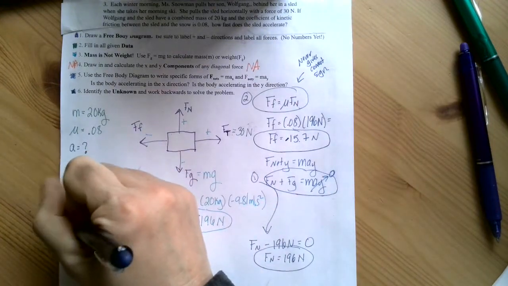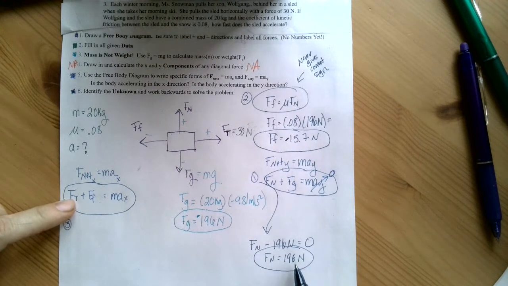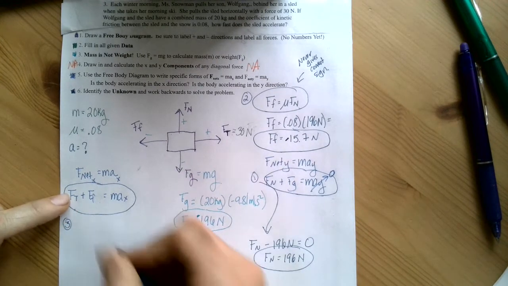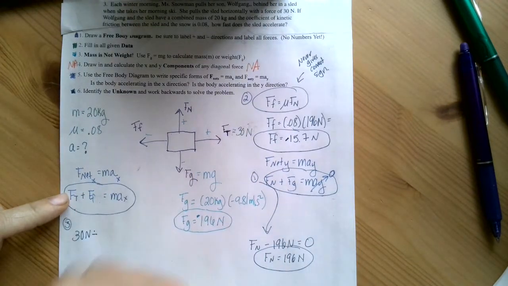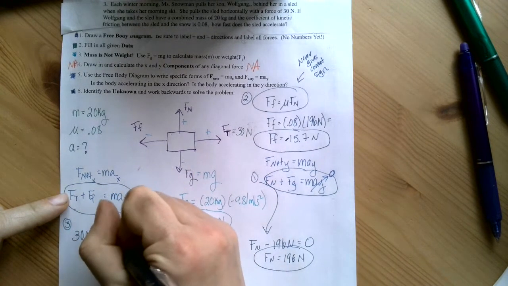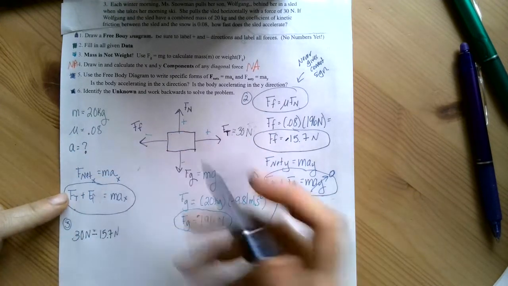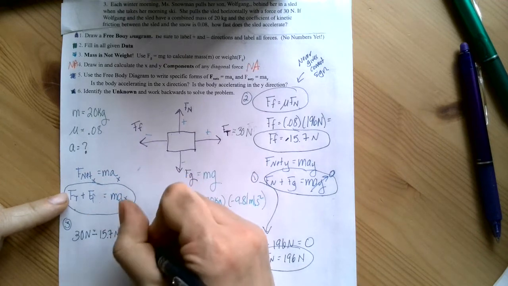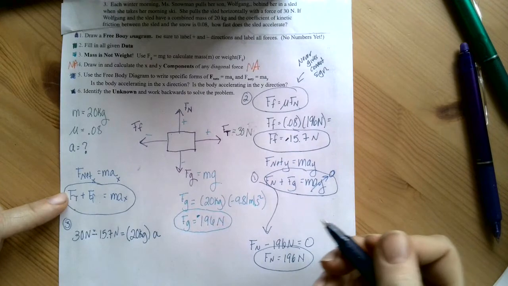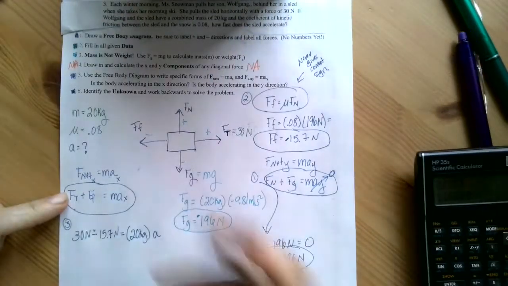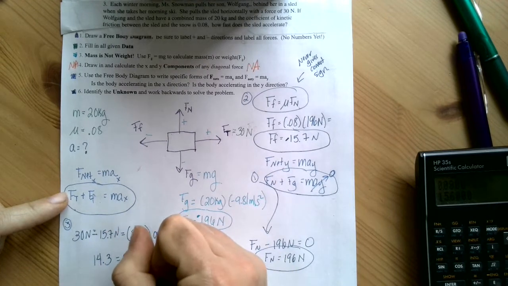And then the last thing I'm going to do is actually calculate the acceleration. So I have the tension force, which is 30 newtons, plus the force friction, which is a negative 15.7 newtons, equals the mass, which was 20 kilograms, times acceleration. Okay, so 30 minus 15.7 is what? 14.3. I'm going to drop units. Equals 20A.